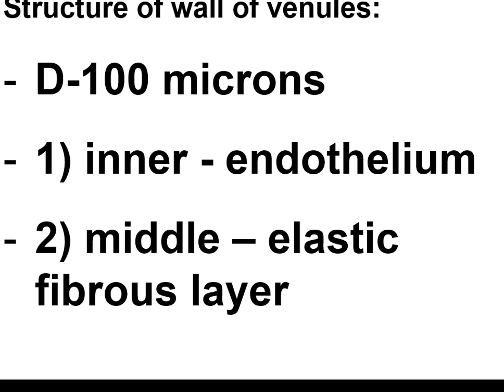Structure of the wall of the venules. Diameter up to 100 microns. Inner layer endothelium, middle elastic fibrous layer. This is the structure of the venules, the last link of the microcirculatory bed. Just 100 microns in diameter, endothelium and elastic fibrous layer.